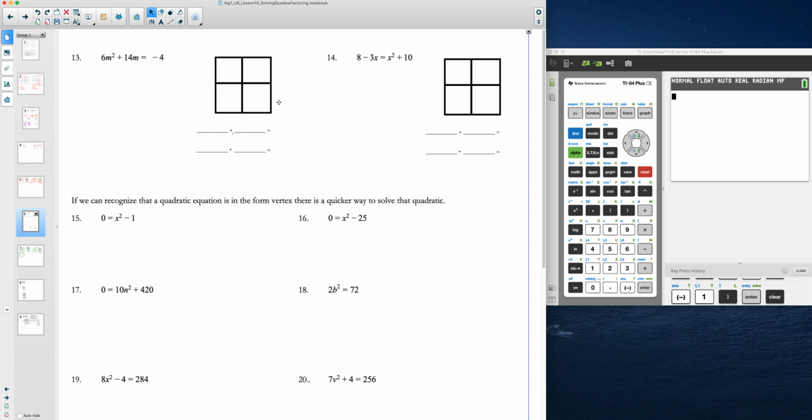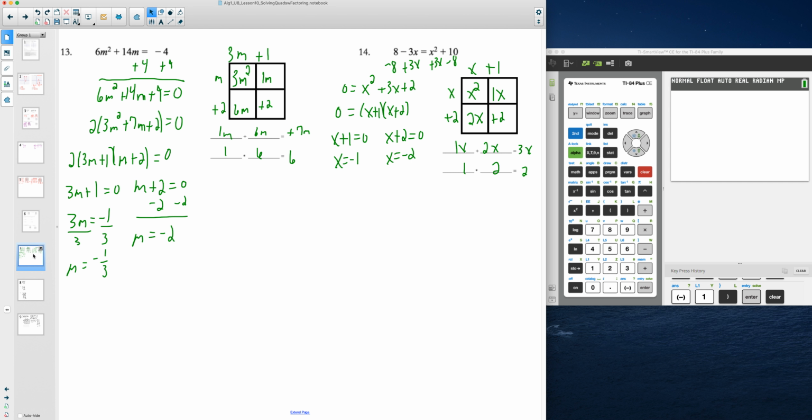All right, so let's take a look. Once again, I have everything worked out for you. Notice in both of these, you had to get them equal to 0. So on number 13, you can see that I added 4 to both sides. No like terms here, so I'm bringing everything down. 6m squared plus 14m plus 4 is equal to 0. Factor out a 2, that's our GCF. So I'm left with 3m squared plus 7m plus 2.